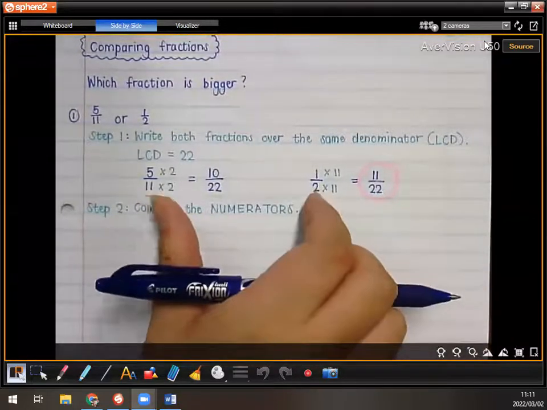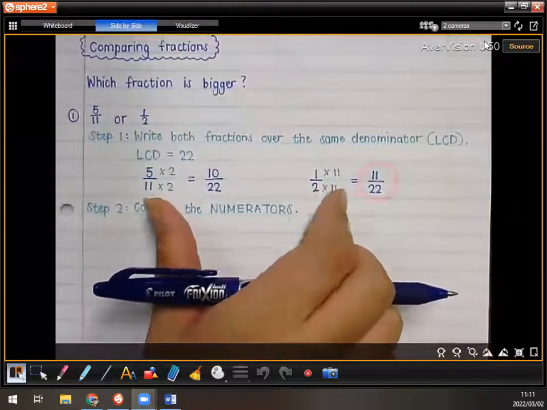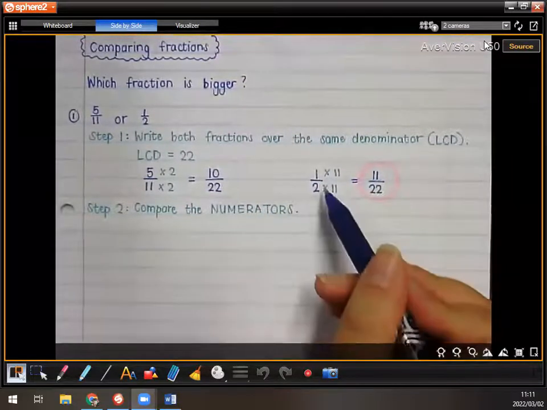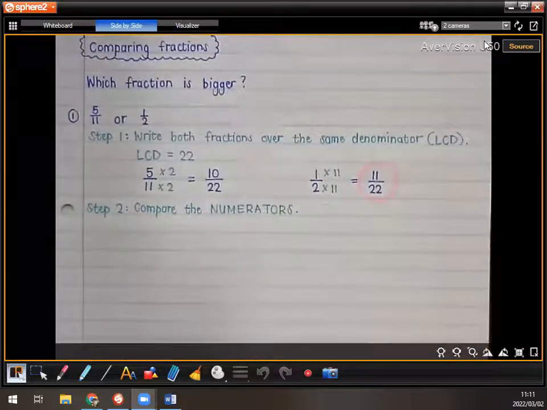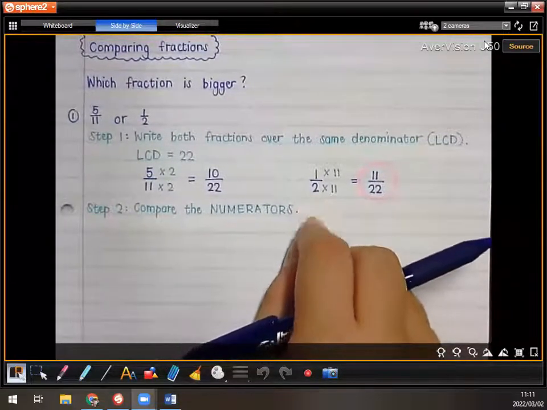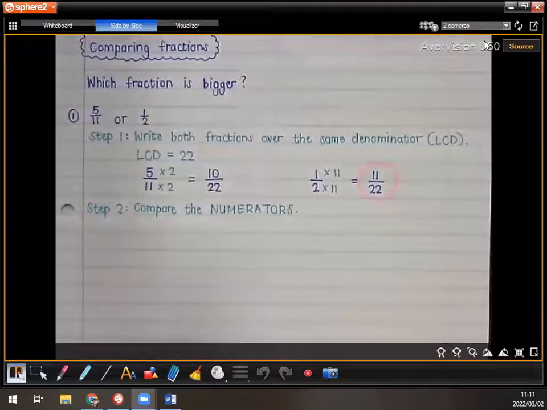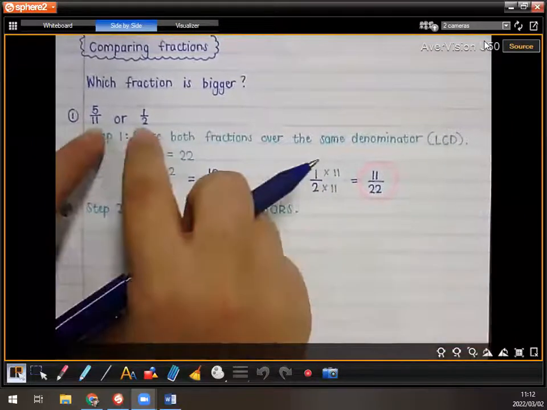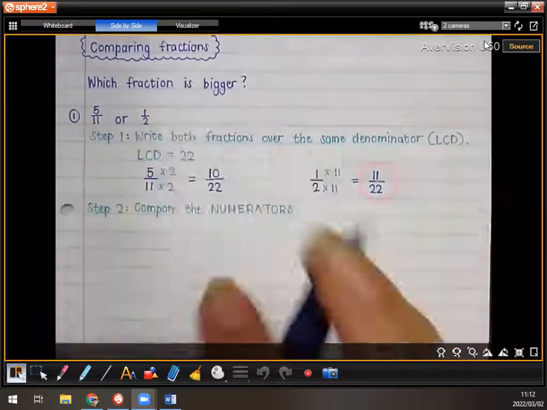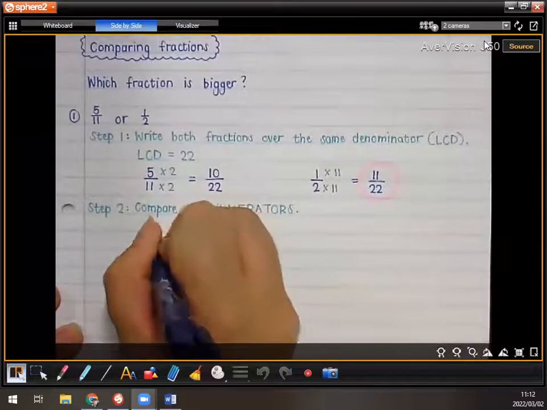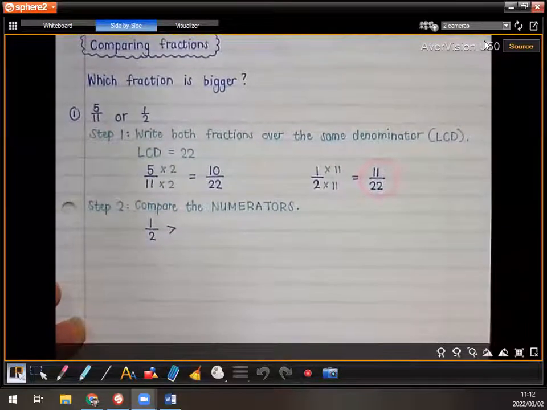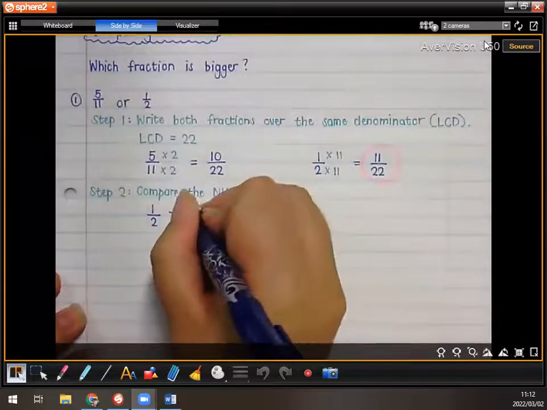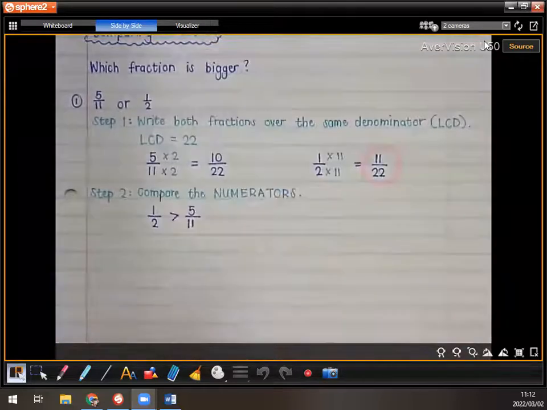Okay, so we circle the one that's bigger. But guys, be thinking about what you actually write. In the answer, they don't want you to write 11 over 22 is bigger. They want you to write the fraction that they gave you. So they actually want you to write that a half is bigger than 5 over 11. We're going to write the original fraction, the one that they gave in the question. We're going to write a half is bigger than, do we remember that symbol? We looked at it a while ago. Greater than, bigger than 5 over 11.